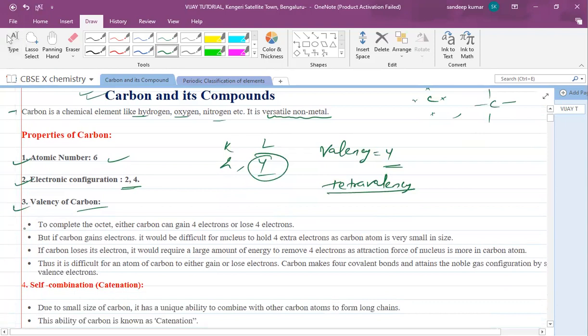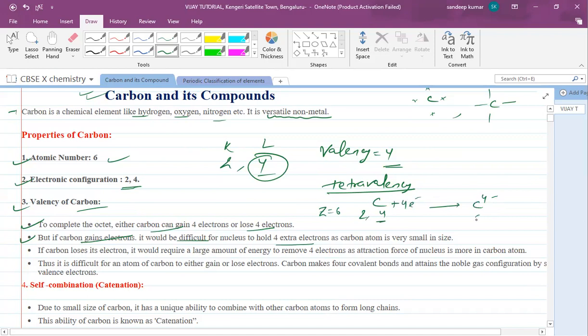See, to complete the octet, either carbon can gain 4 electrons or lose 4 electrons. But see what happens with carbon. If carbon gains 4 electrons, it would be difficult for the nucleus to hold 4 extra electrons. Here, as the atomic number is 6, so 2,4. To become stable, if it is gaining 4 electrons, it becomes what?